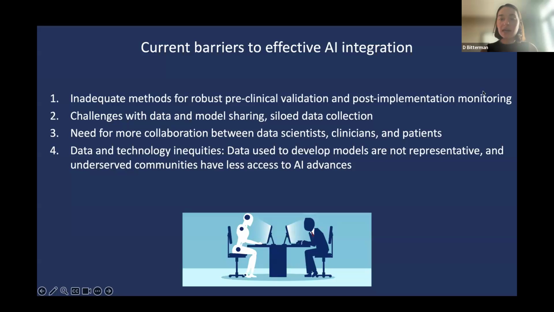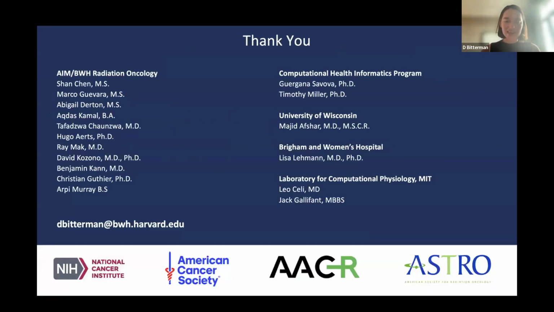And finally, we have data and technology inequities. I already talked about the issues of algorithmic bias, due to models not being developed on data that are representative, but also underserved communities have less access to AI advances in technology in general. And so as we roll out AI into clinical trials and into medical care more broadly, we need to make sure that the communities who could benefit from it most actually are able to have access to these advances. And I'll end there. And thank you very much.